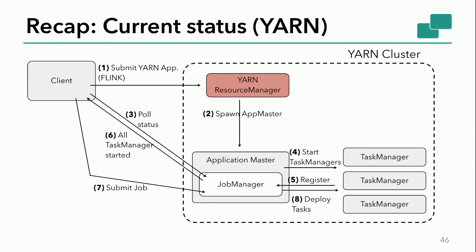There's a piece I left out, though, which is rather ugly, which is that the client is polling. It started off submitting the Flink application to YARN, and then it starts polling down here, waiting to hear that the job manager is actually ready to accept the job. That's unfortunate, but that's the way it works right now.